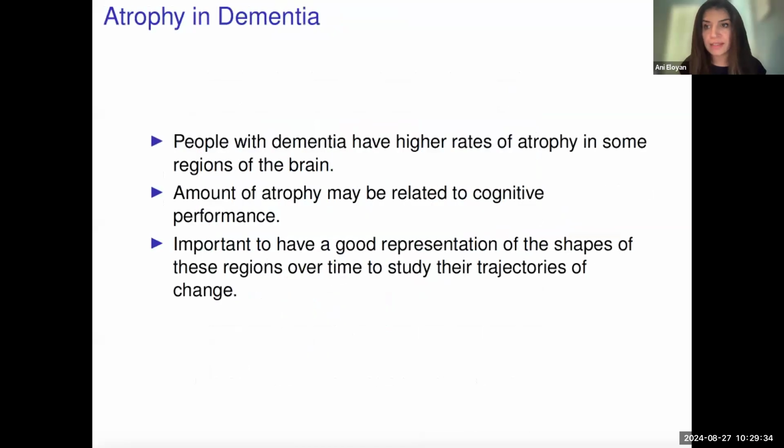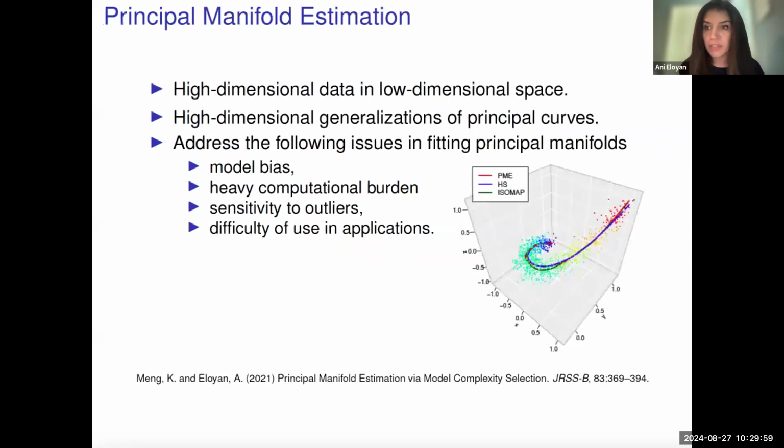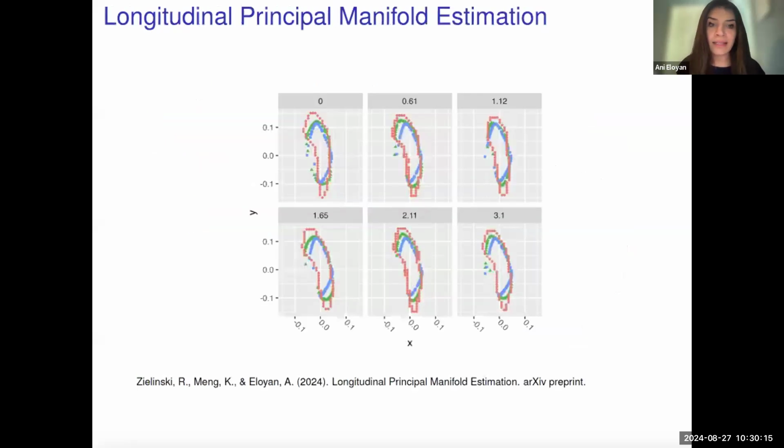Atrophy is another important question. When a person has dementia, some regions in the brain will atrophy faster than other regions. So it is very important to have the right shapes of the regions so that we can characterize differences between groups. To address this question, for example, we looked at manifold estimation. So thinking of the shape of these brain regions as a manifold in 3 dimensions, and trying to model the surface of the manifold using smooth estimators.